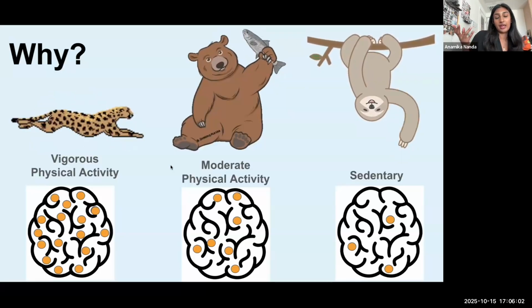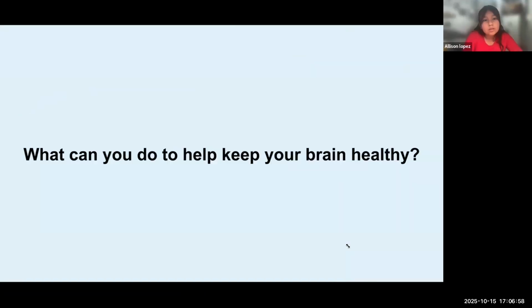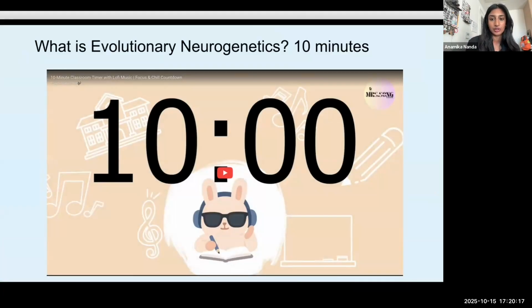So those are all different ways. You could do puzzles, read, and you could even play games outside or inside. The brain is kind of like a muscle, like all of the other muscles in the body. For instance, to get your arm muscles strong, you have to go to the gym and lift weights and practice to get your arms to be stronger. And the brain is the same way. You have to practice using your brain in order to get smarter and to build your brain health. So I'm going to answer the question of what is evolutionary neurogenetics.